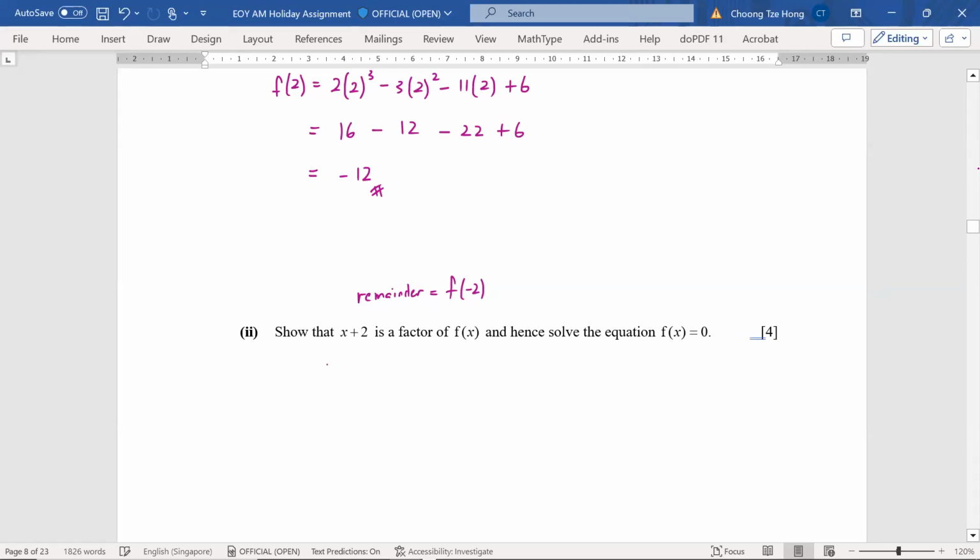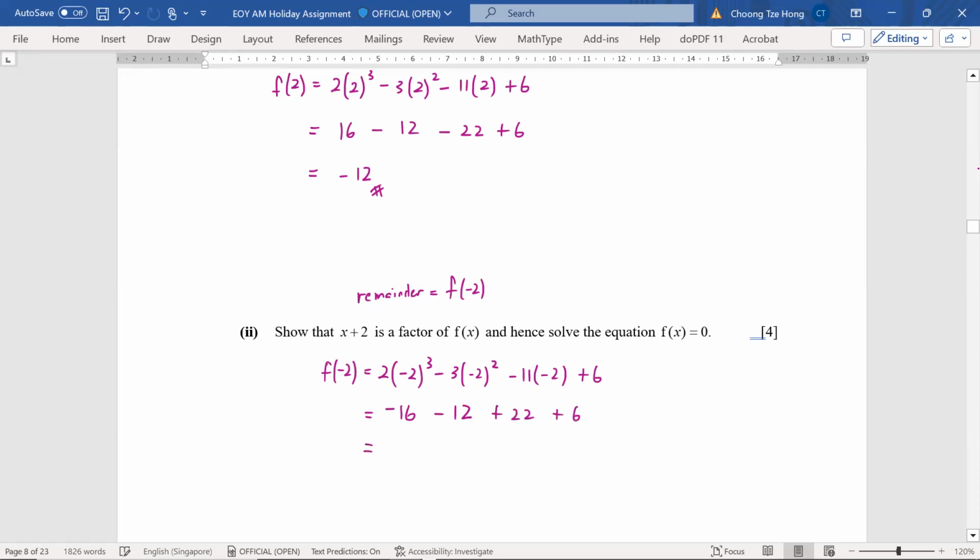Okay, so let's do it. f(minus 2): same thing, replace all the x with negative 2 now, instead of 2 which we did in part 1, plus 6. Let's do the intermediate steps again. Negative 2 cubed is negative 8, times 2 you get negative 16. This one you still get negative 12 because negative 2 squared is also 4. Then here you get plus 22 and then plus 6.